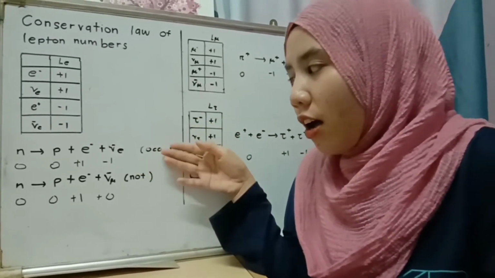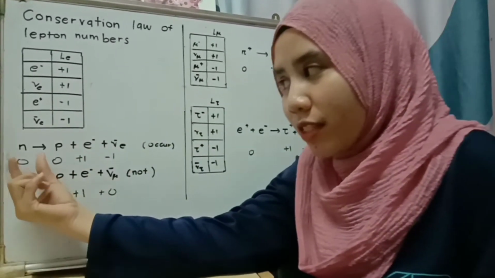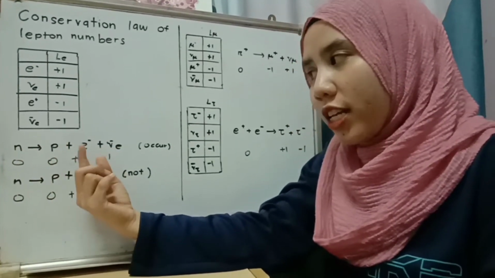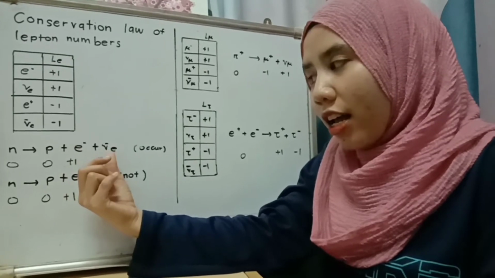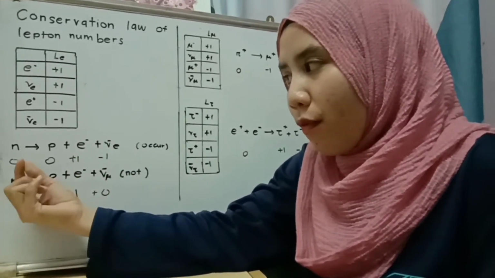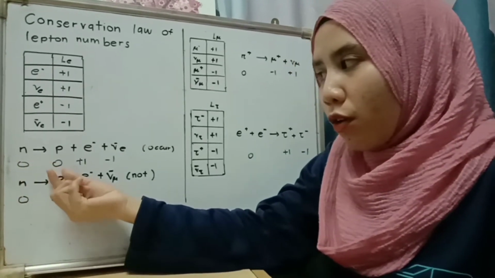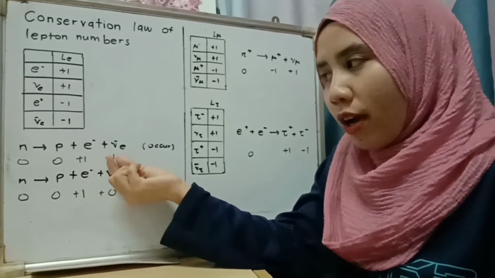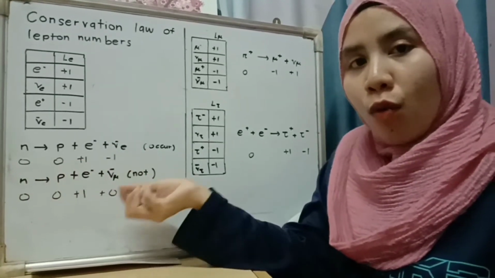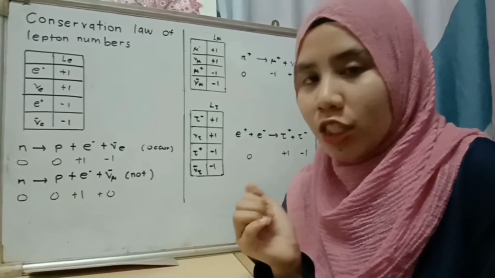So this is the first reaction, which means on the left side a neutron. For the right side, we have a proton, an electron, and an electron antineutrino. So the values of the lepton number are 0, 0, plus 1, negative 1. When we add up, it will equal 0, which means it will be conserved and occur in our nature.